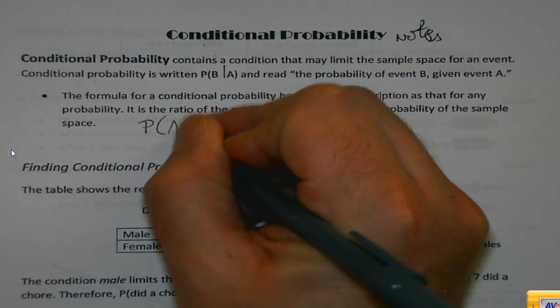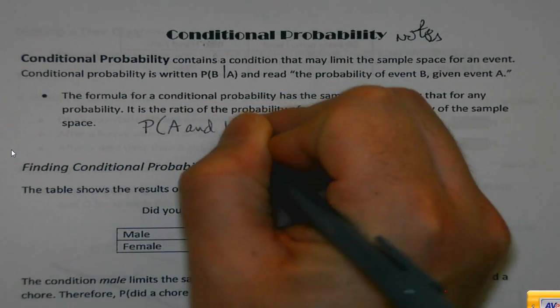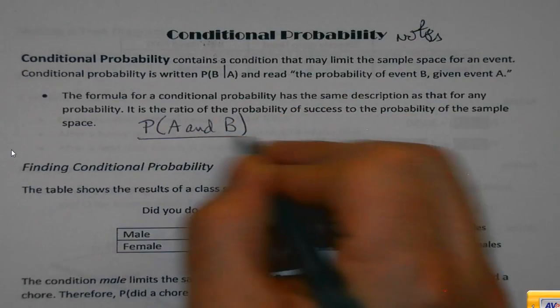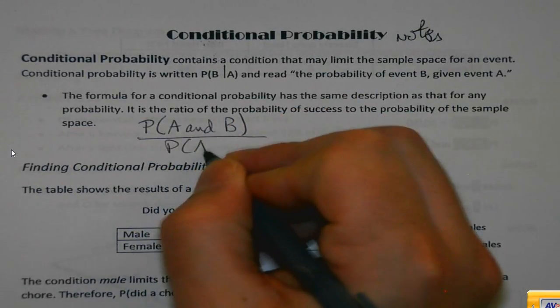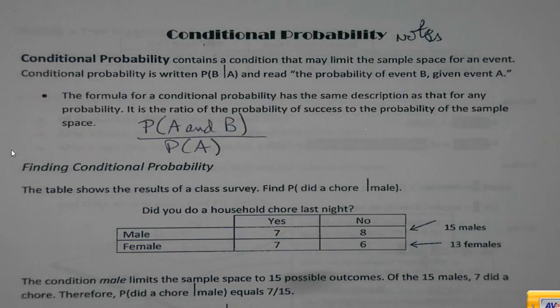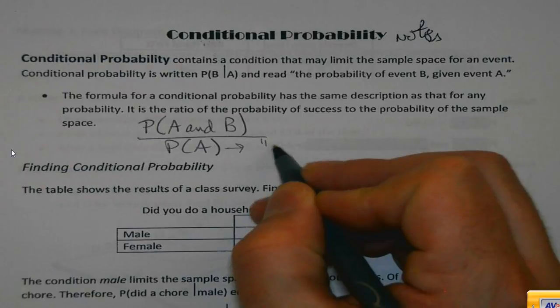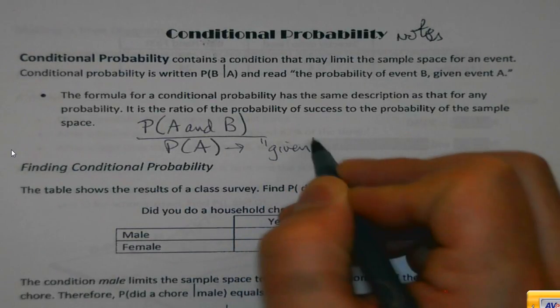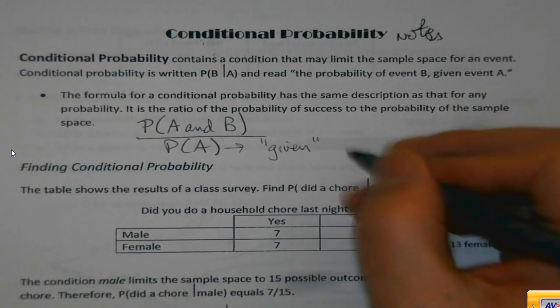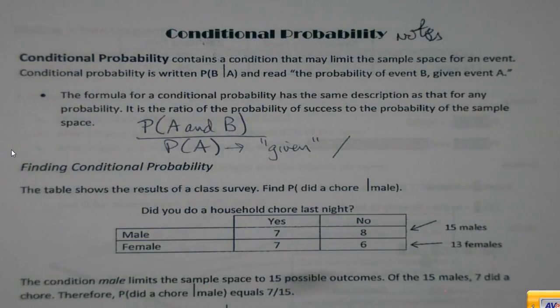The probability of A and B, so both events, over the probability of A. And we kept looking for keywords on this, like given, or sometimes that slash that was there in the parentheses. So when we're looking for conditional probability, sometimes it may be in paragraph form, sometimes it may be in a table form like it is here.